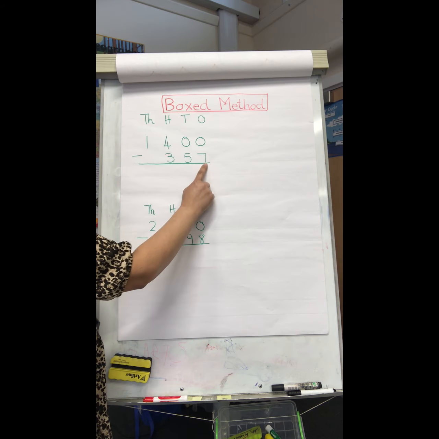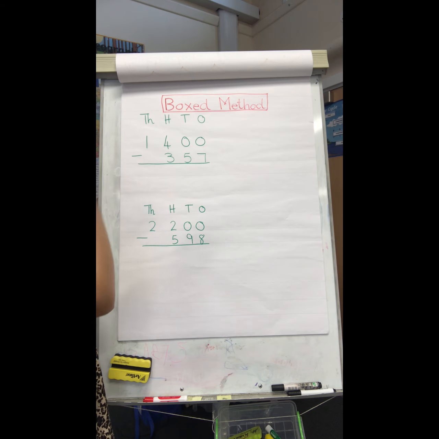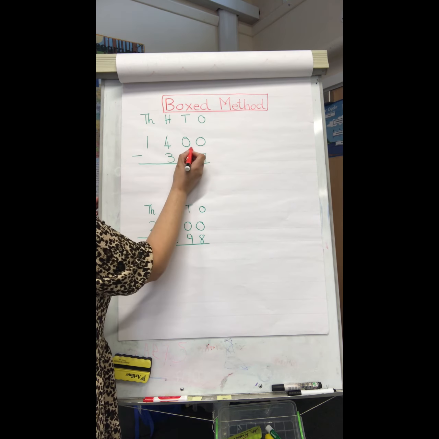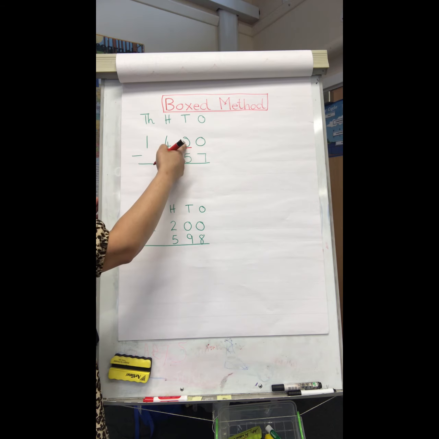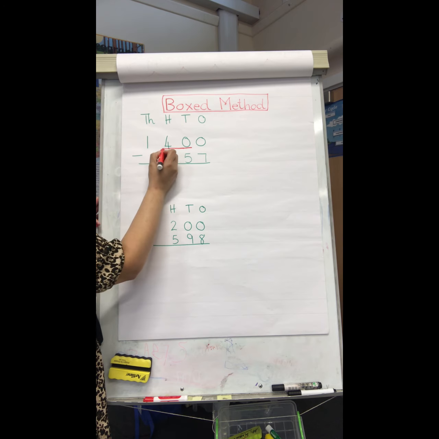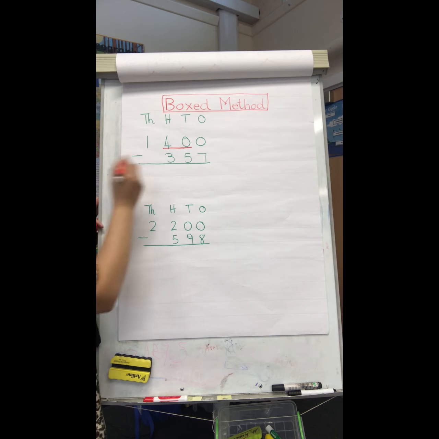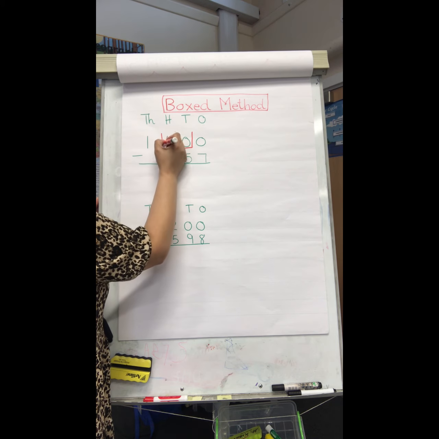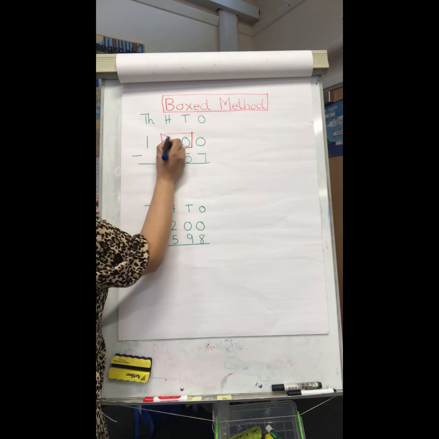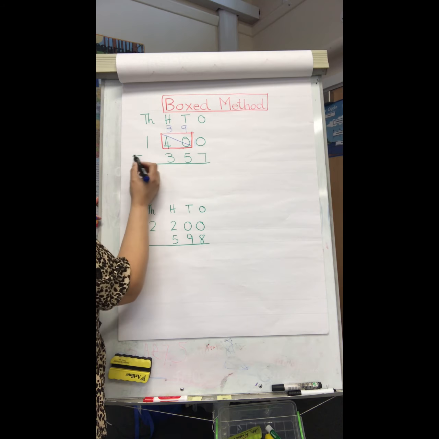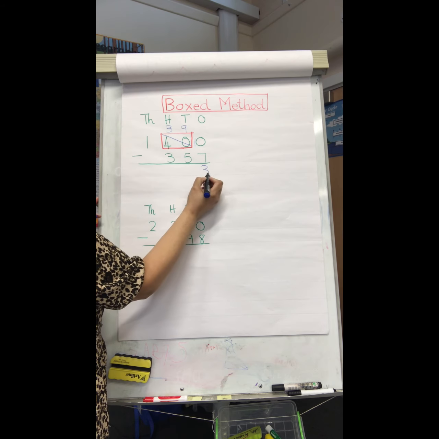0 take away 7, we can't do it. So we go next door. We can't take anything from the tens column. So we go to the next column. There's a 4. So we can use that. So let's box him up. So what is 40 take away 1? 40 take away 1. I'm going to put the 1 there that I'm taking. I'm left with 39. Now I can say 10 take away 7 is 3.